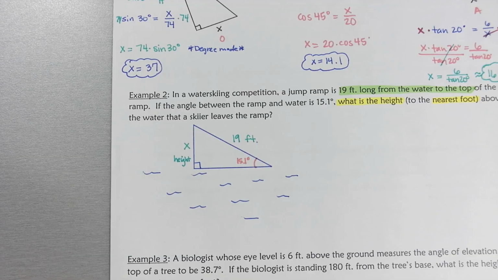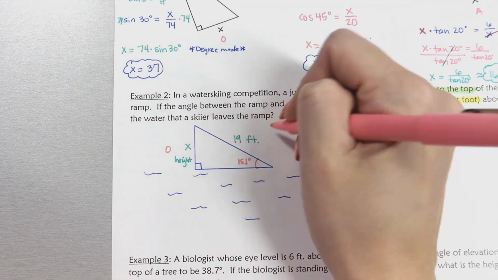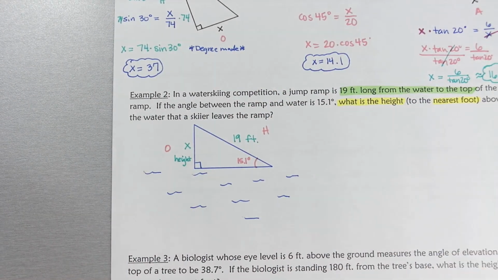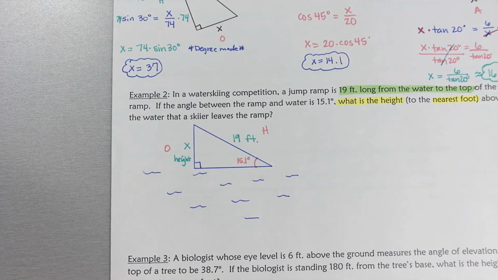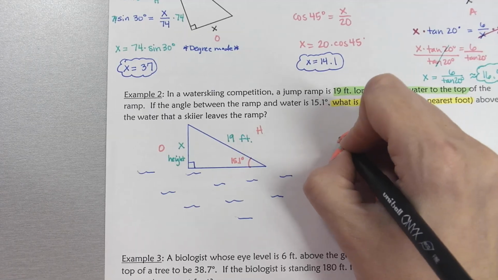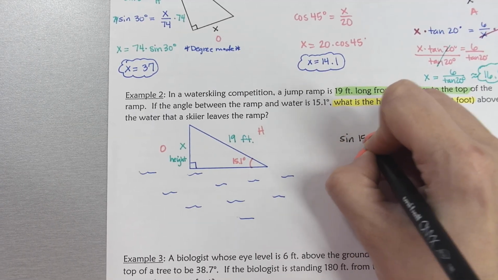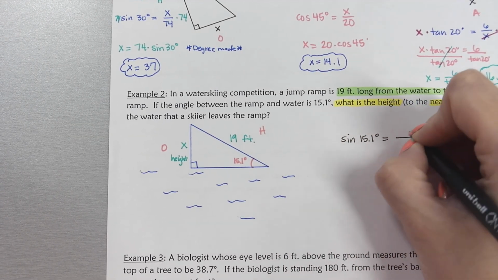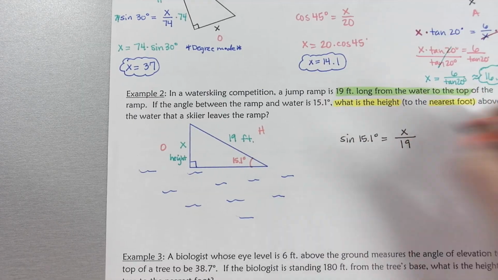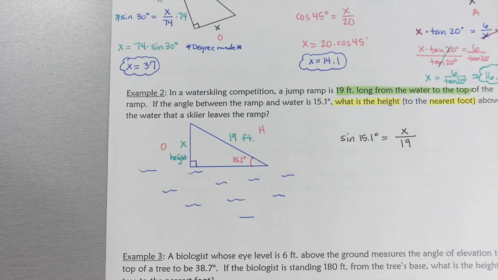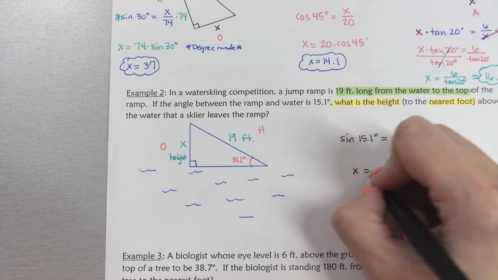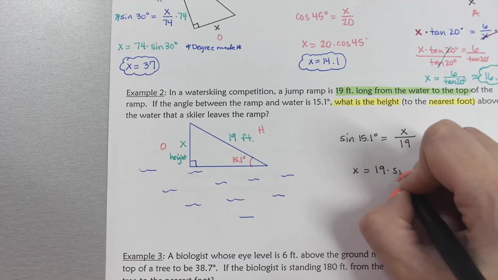So from 15.1, I have the opposite side and I have the hypotenuse, which means I'm going to be using which trig function? So H would be sine. Yep, so it's the sine of the angle equals the opposite over the hypotenuse. Okay, and like we've seen, if it's on the bottom, you are just going to multiply those together.